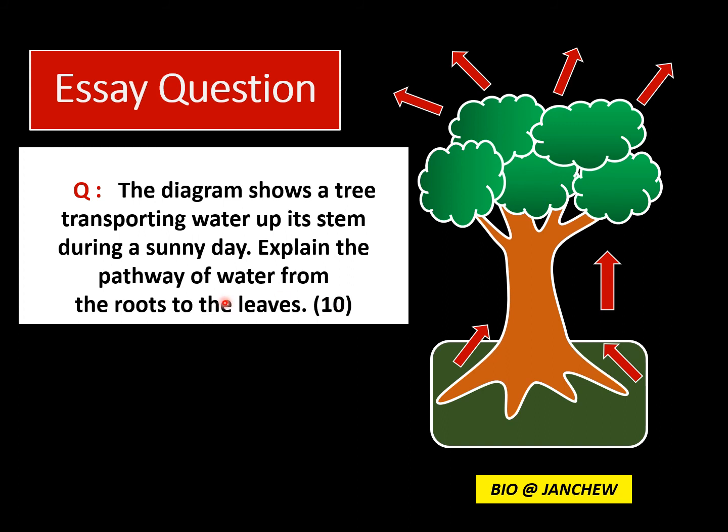Okay, so we have to underline here transporting water. We'll talk about the transport of water up the stem. On a sunny day, there will be transpiration occurring, where there is loss of water or evaporation of water from the plant to the atmosphere. And then we have to explain the pathway of water in the roots and also in the leaves. All right, so roots, stems, and leaves.